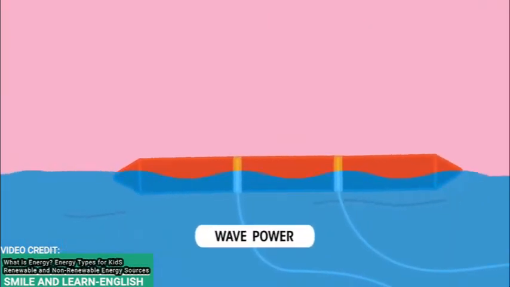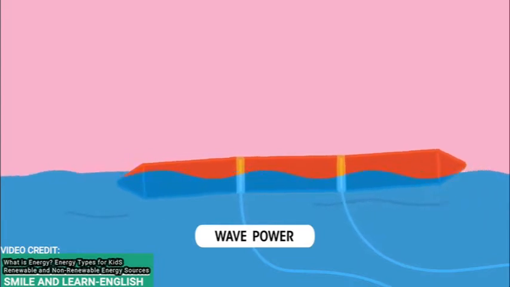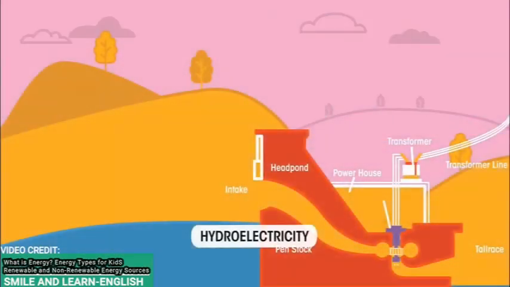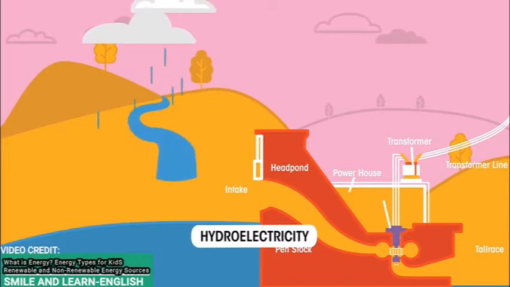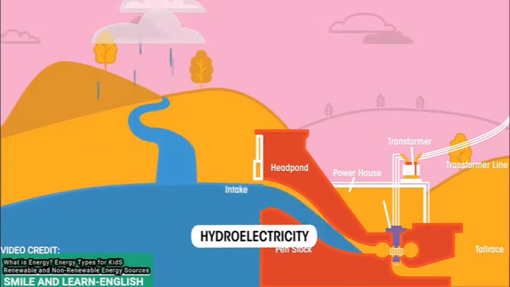Winds are caused by the heating effect of the sun, and waves on the sea are caused by these winds. Using machines that bob up and down in the waves, this energy can be transferred by an electric current to be used in our homes. Hydroelectric energy is generated when water is evaporated by sunlight and dropped as rain onto the mountains.